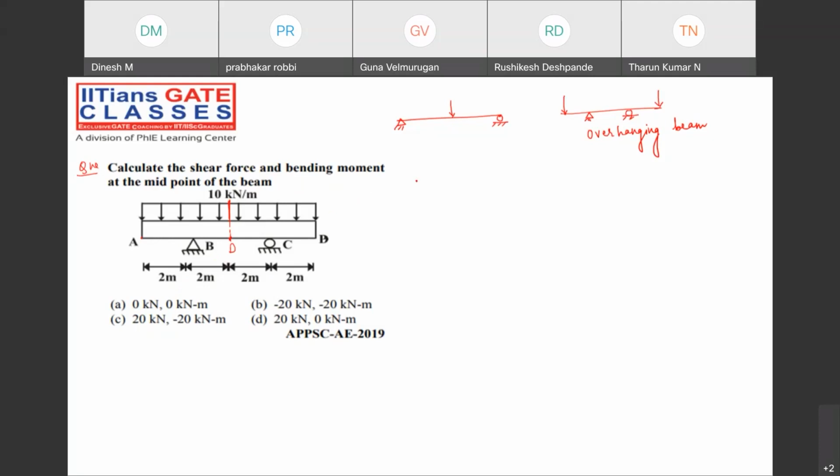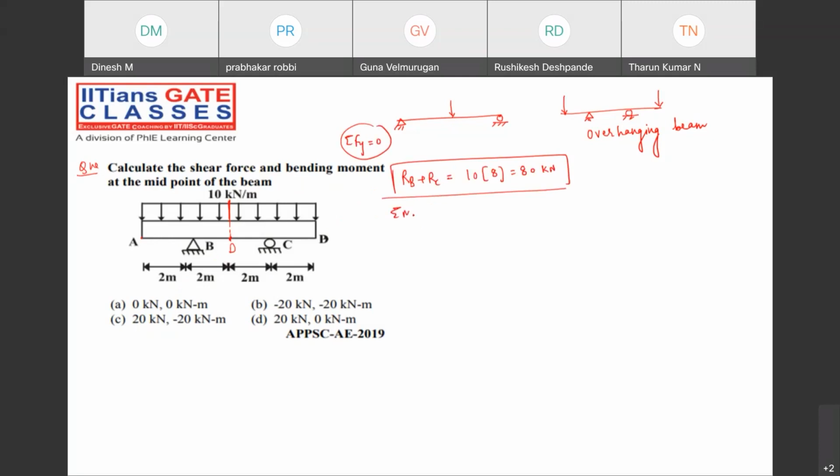What will be the reaction forces? RB plus RC, that must be equal to the total load. Summation of forces in the y direction must be 0. That we need to do first of all. And accordingly, what will we calculate? 80 kilonewton. Let's see how it goes.